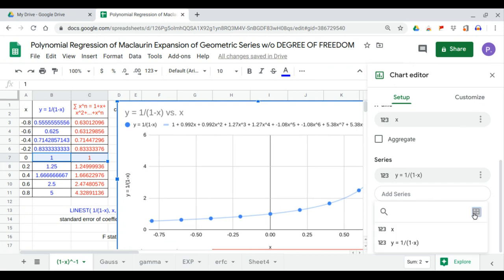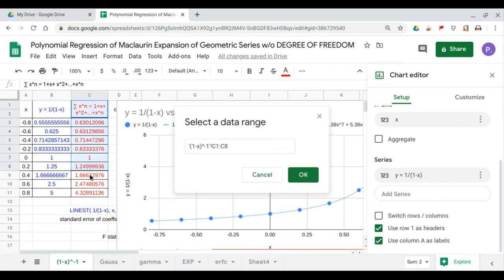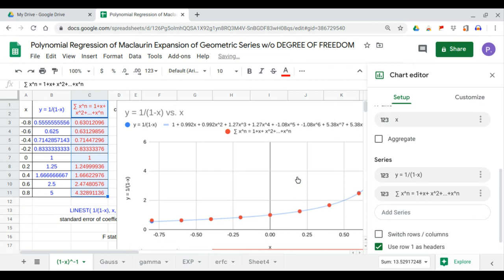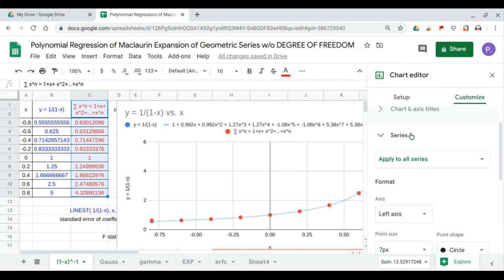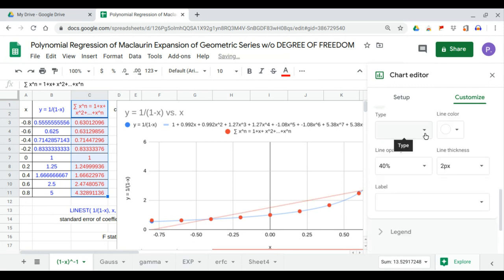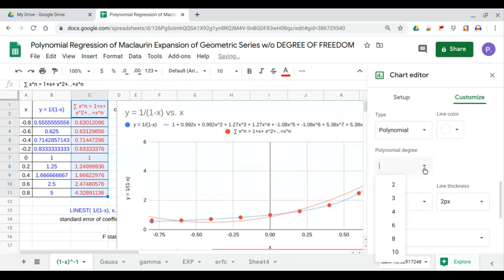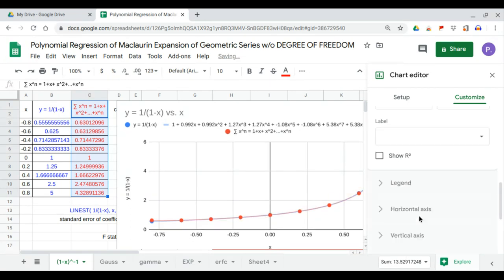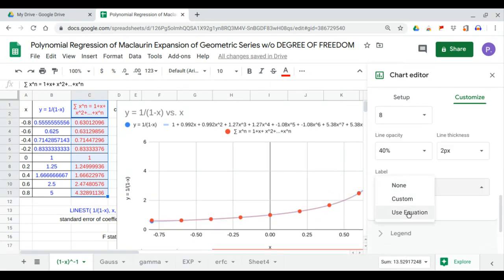The series. You notice the red dots, or the data set of the expansion, are on the same line, on the same points, because they're almost the same, almost equal. So we will also show the trend line, polynomial to the power 8 or degree 8. So we'll show the equation and r squared.